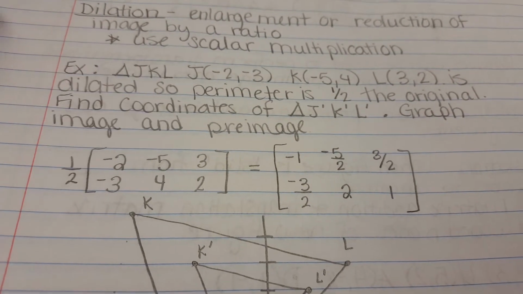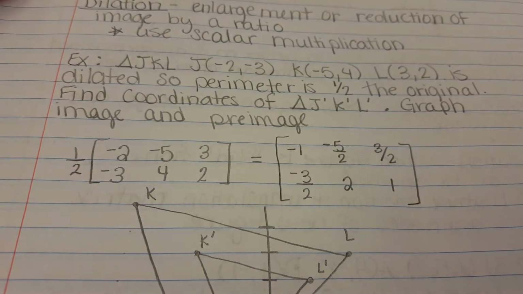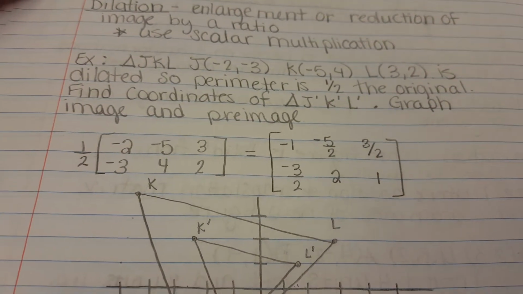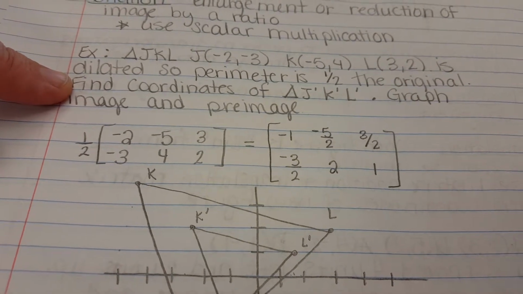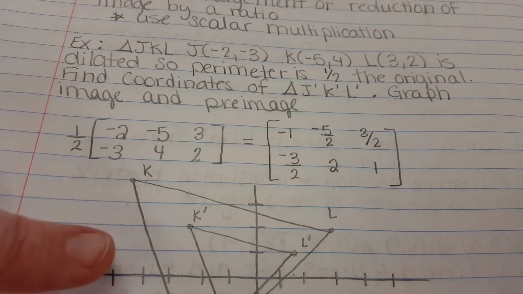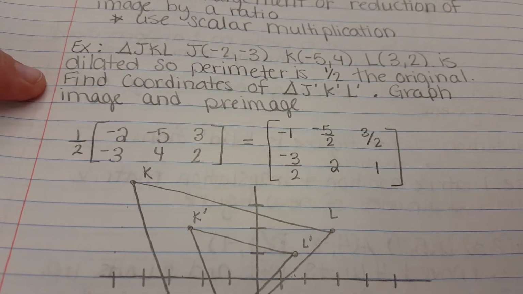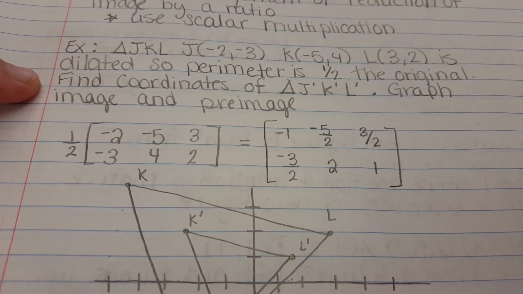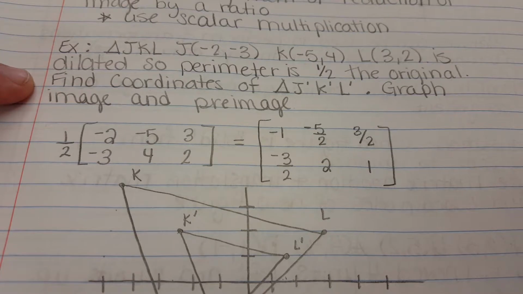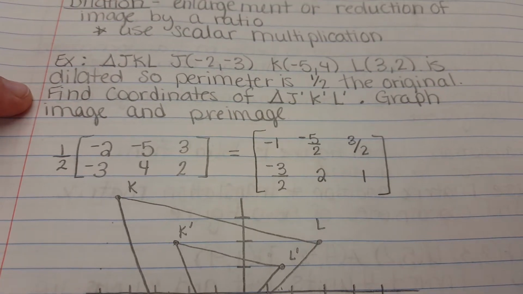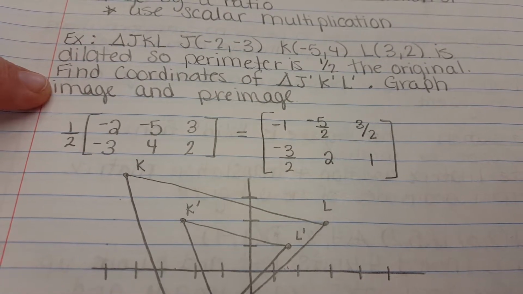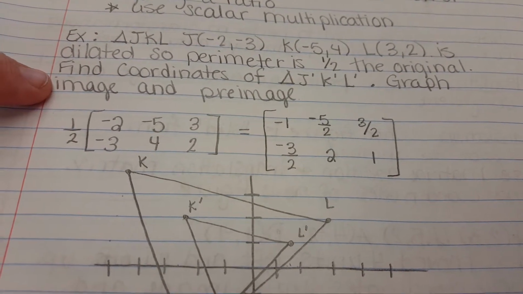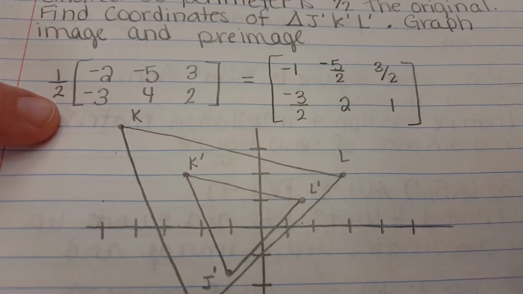With J being at negative 2, negative 3, K being at negative 5, 4, L being at 3, 2. And it's dilated, so the perimeter is 1/2. Now I know when I'm talking about the perimeter, I'm just talking about the lengths of the sides. So that means my image is getting half as small, or being multiplied by a scalar of 1/2. So it wants me to find the coordinates of triangle J prime, K prime, L prime, and then graph the image and the pre-image. So I did this.